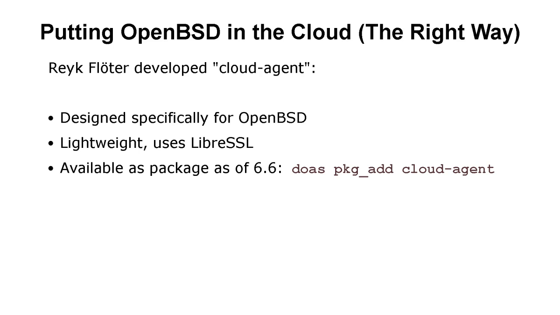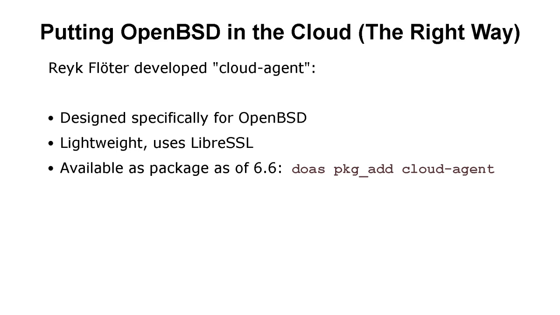Now, if you're like me and you're still using an old version of OpenBSD like 6.5, you will need to download and install Cloud Agent. But from OpenBSD 6.6 onward, there's a package for it. So all you need to do is run doas pkg_add cloud-agent, and you're set.